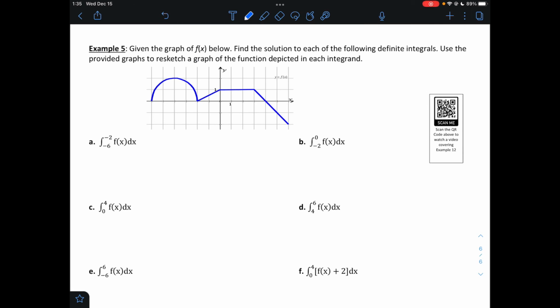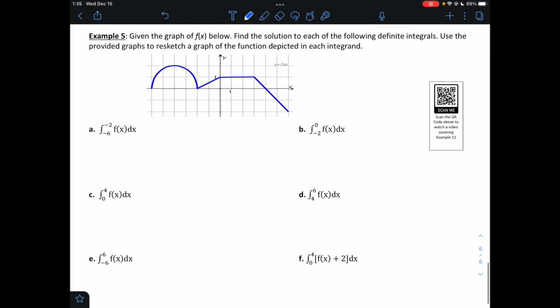All right, now on our last slide, we're looking at a pretty crazy looking graph, but it's going to be a bunch of shapes that we know from our geometry days. Given the graph of f of x below, find a solution to each of the following different integrals. Use the provided graphs to resketch a graph if needed of the function depicted in each integrand. We're probably not going to graph each one separate. We'll just kind of highlight each one as we go through it.